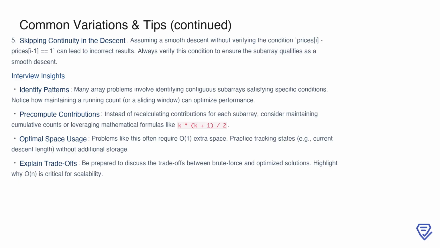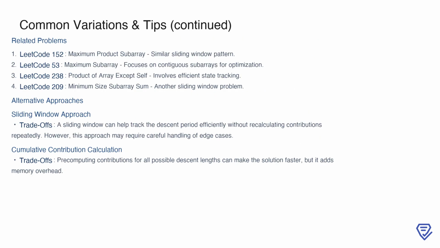Optimal space usage is also crucial, as problems like this often require extra space. This means you should focus on tracking necessary states, like the current descent length, without resorting to additional storage. Lastly, always be prepared to discuss trade-offs. Highlight why optimized solutions, such as O(n) approaches, are critical for scalability and explain the limitations of brute force methods.